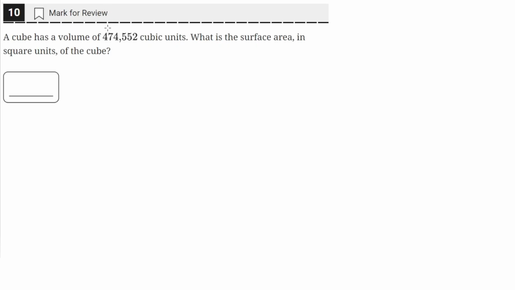A cube has a volume of 474,552 cubic units. What is the surface area in square units of the cube? So we're given a cube. Let's draw a cube here.